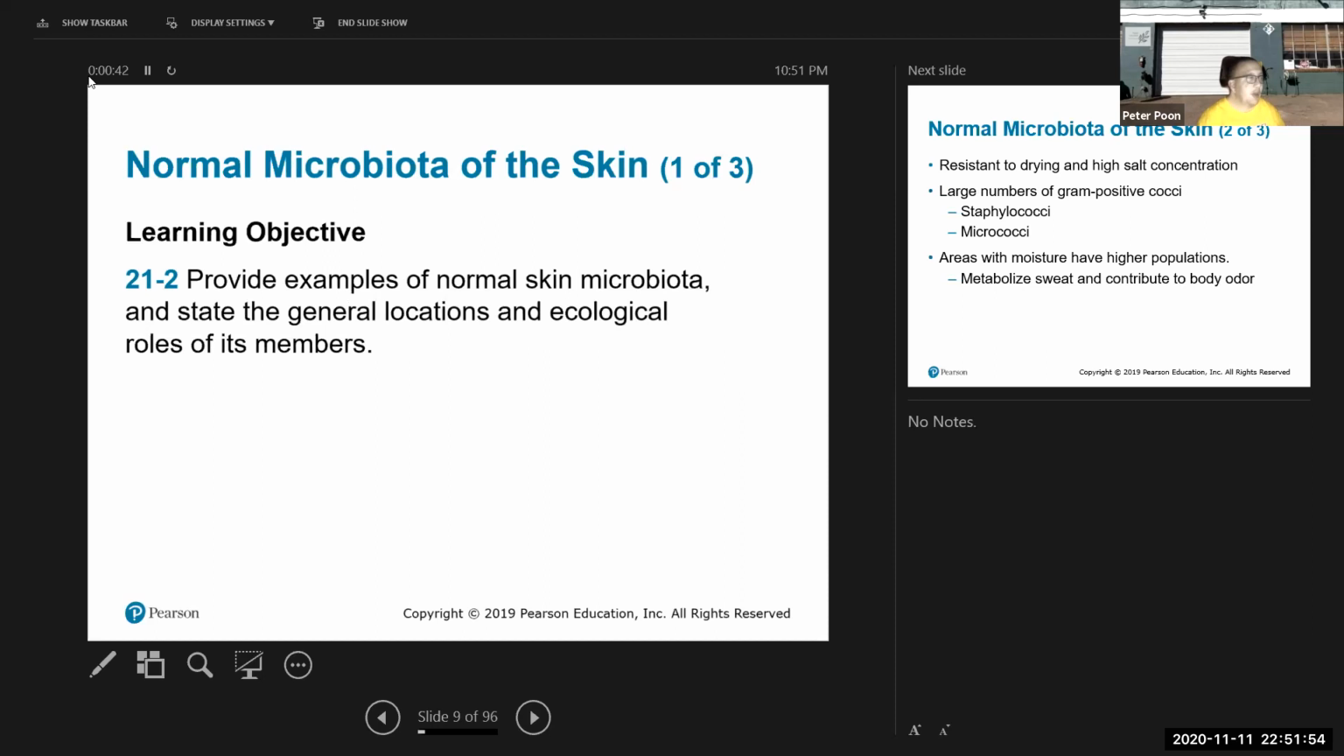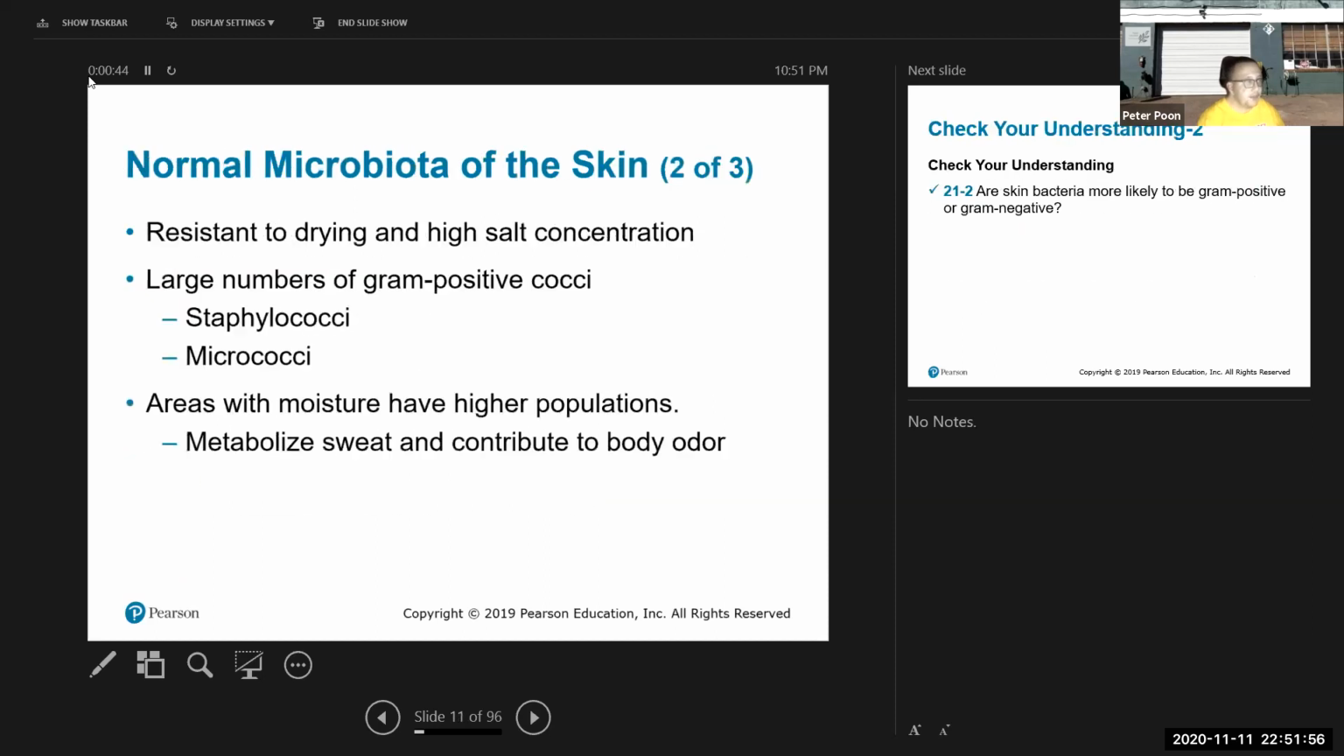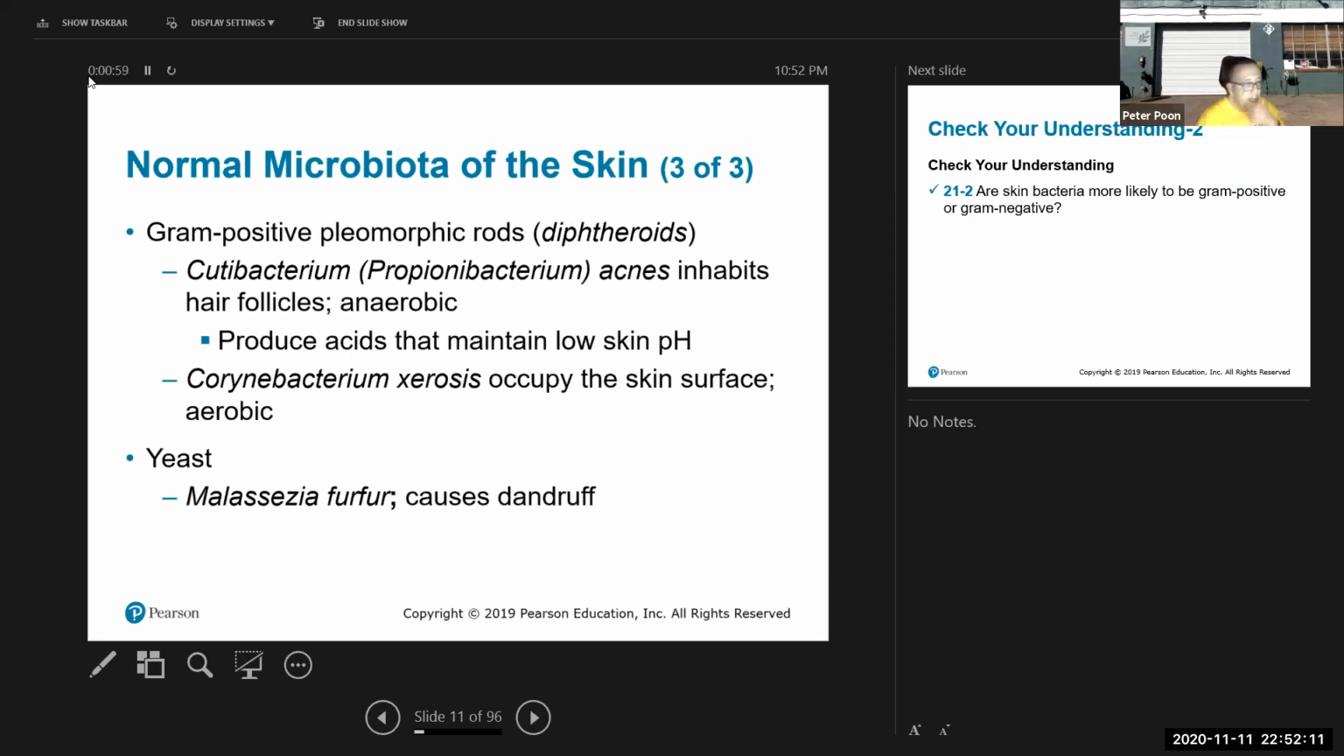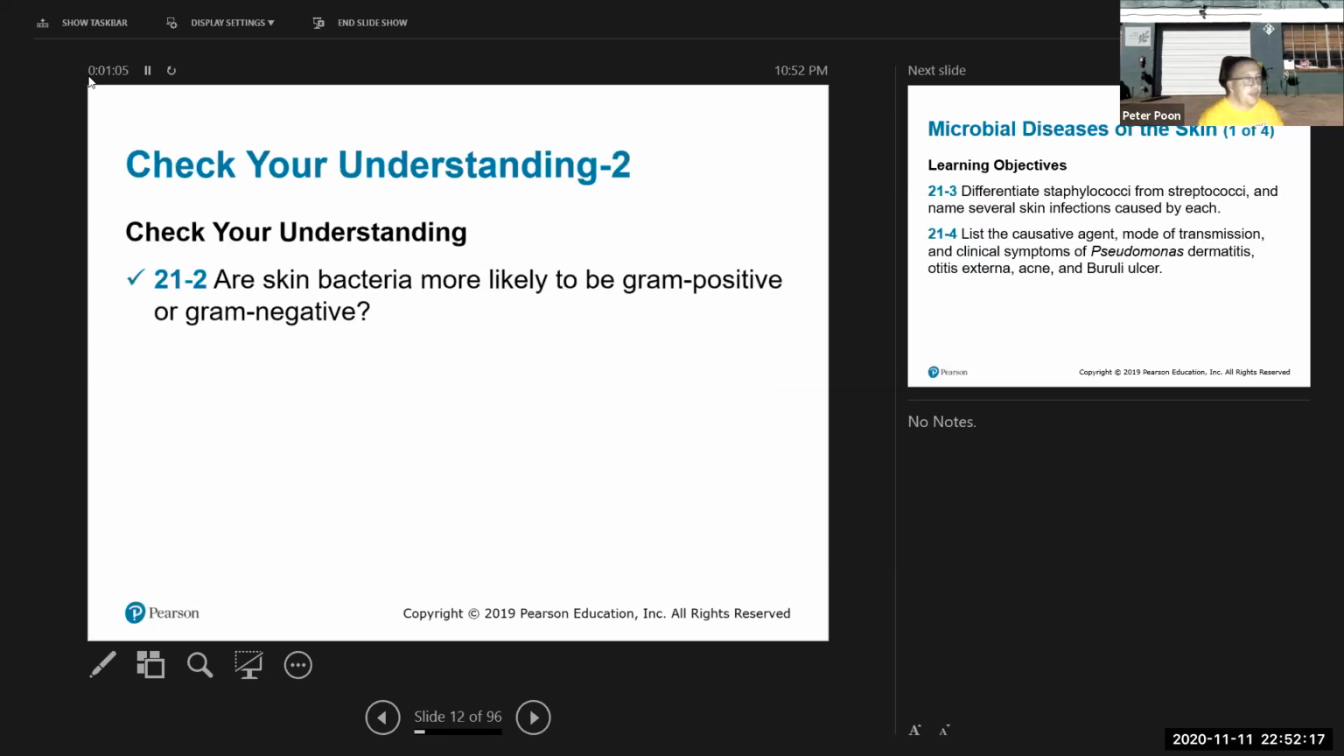So the normal microbiota is resistant to drying and high salt concentration. You guys learned that in the anatomy lab. Staphylococci, micrococci. You can read those there.